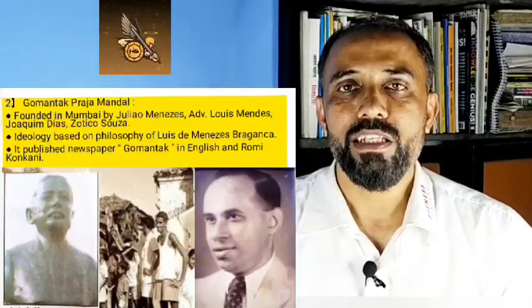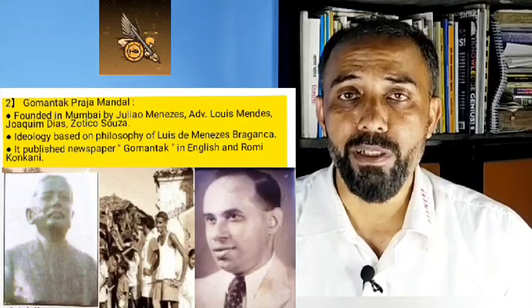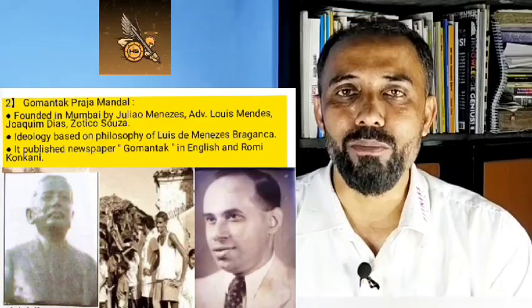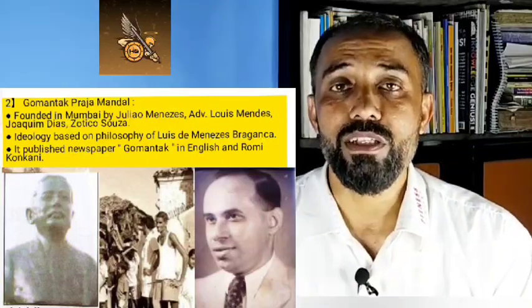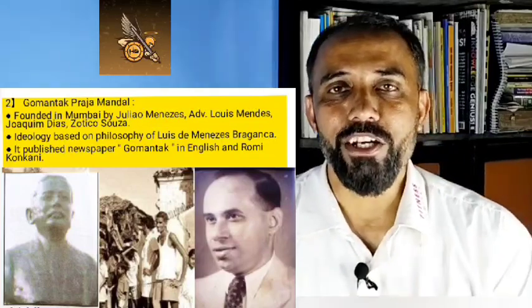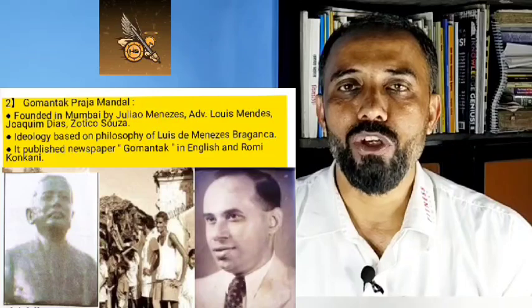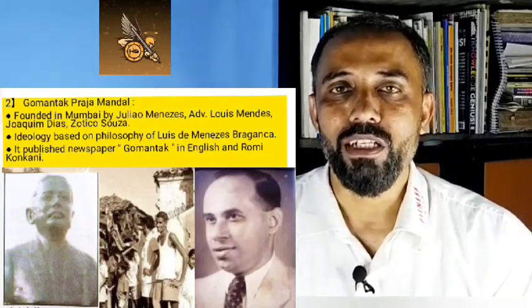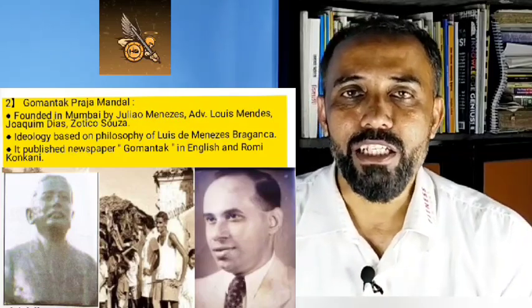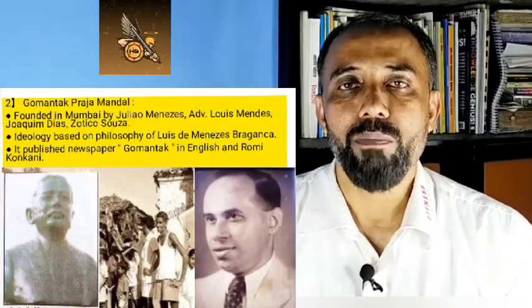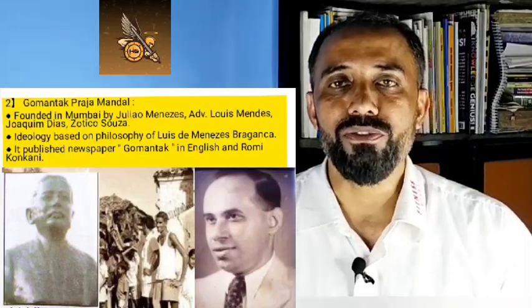Another organization was Gomantak Praja Mandal. Gomantak is the early name of Goa. Praja meaning people, and Mandal, association, an association of all Goans. This was founded in Mumbai by Julian Menezes, Luis Mendes, Joaquim Dias, Zotico Souza. Its ideology was based on the principles of Luis de Menezes Bragança. It published a newspaper called Gomantak, which was published in bilingual English as well as in Romi Konkani. This created awareness among the masses about the need for Goa to be free from Portuguese rule.